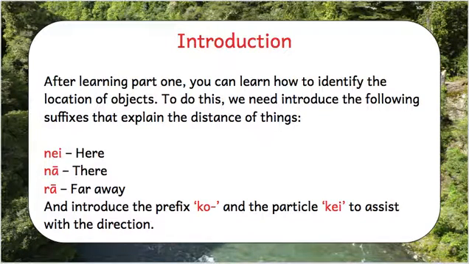Kia ora whānau, and here's the introduction to learning about the location of objects. So, after doing part 1, which is ho mai and hoatu, you can learn how to identify the location of objects. To do this, we need to introduce the following suffixes that explain the distance of things.